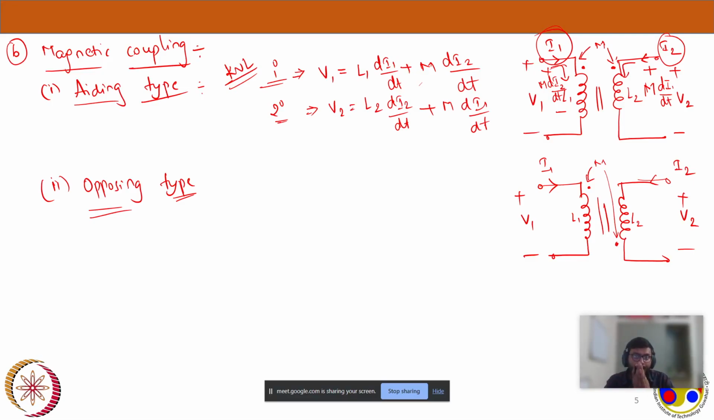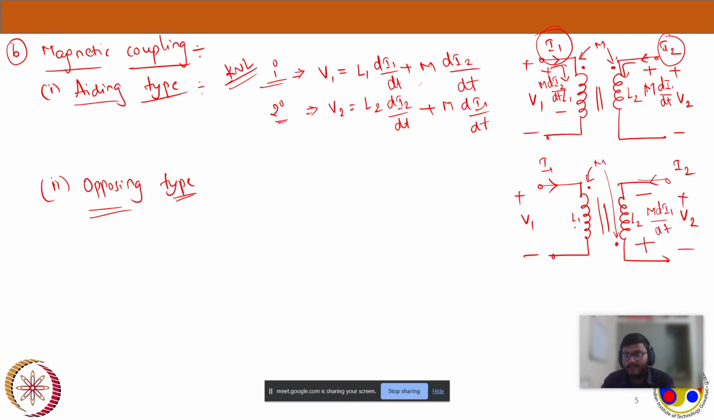In the primary side, if you see, the current is entering the dot. If the current enters the dot, it will induce a voltage in the secondary coil where the positive polarity will be at the dotted terminal. Here the dot is, here the plus will be coming, and here the minus will be there, and the inductance will be mutual. The current responsible for it is M di1 by dt.